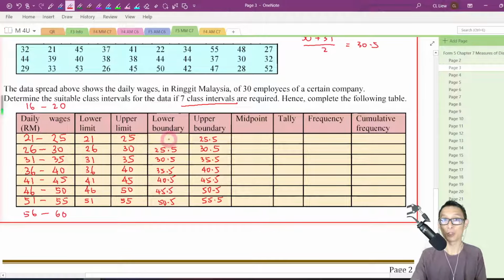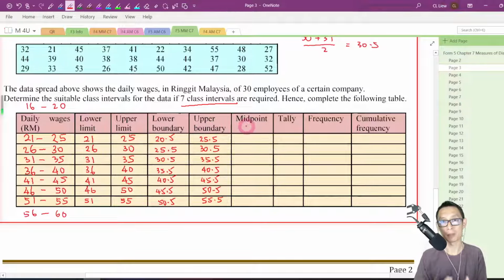How do we determine the lower boundary? We take 20 plus 21 divided by 2, right? Which will be 20.5. Or you can just think this way, this minus 5, this minus 5. There are many ways to help us get the lower boundary and upper boundary of each class interval. Okay, now we know what's class interval, lower limit, upper limit, lower boundary, and upper boundary. Next, let's learn about midpoint.